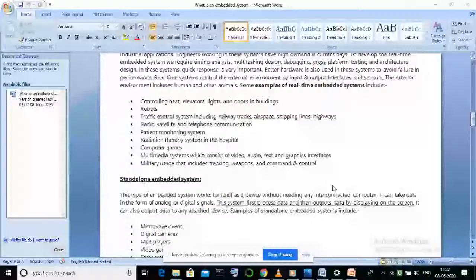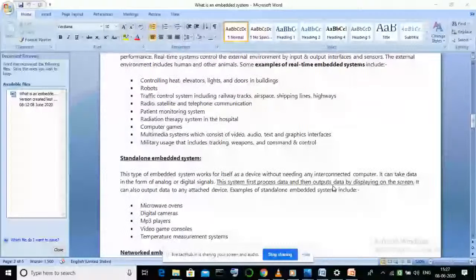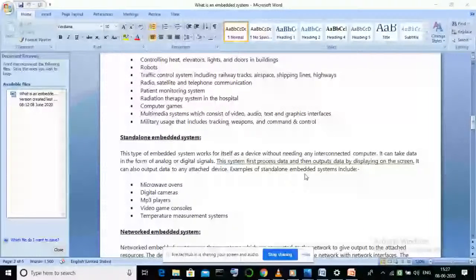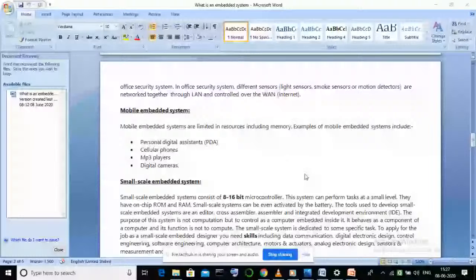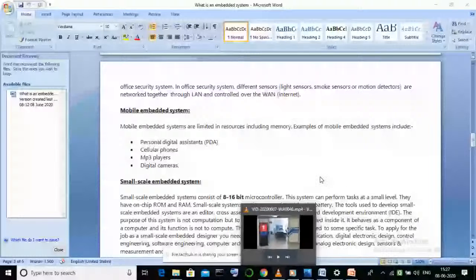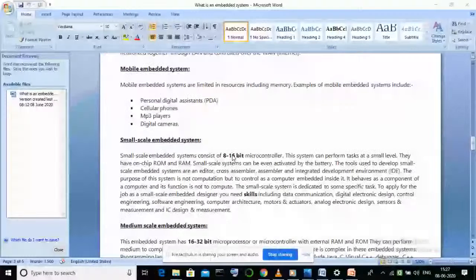Nowadays you have cameras and microwave ovens. Your day-to-day life begins with embedded systems, like your smartwatch. When you check the mails and emails of the day on an iPad and all these devices, these are standalone and network-based systems. Then your cellular phone is a small scale embedded system. So there are different types of series. The scale depends upon whether it is an 8-bit, 16-bit, or 32-bit microcontroller or processor.